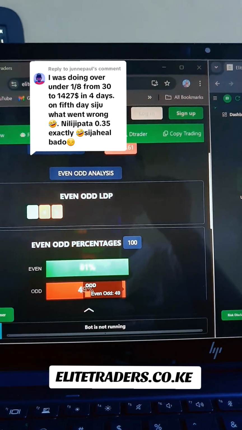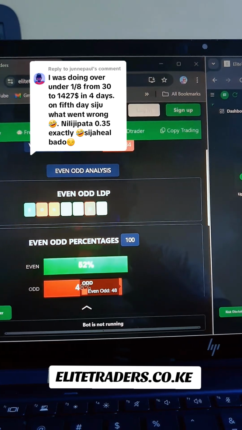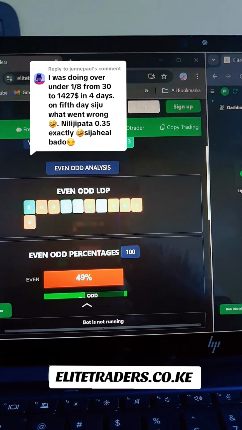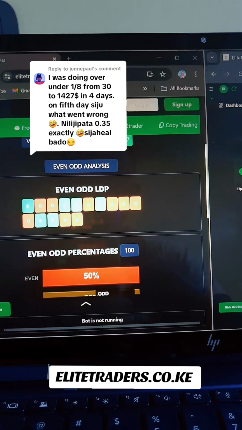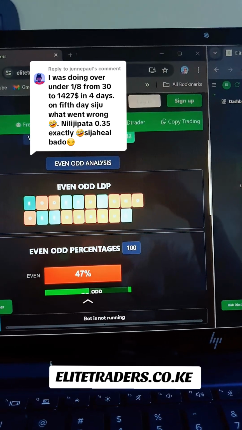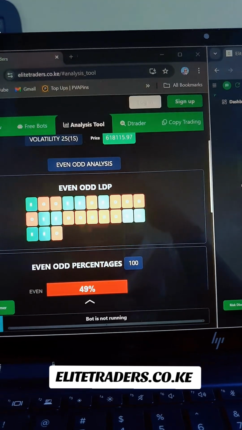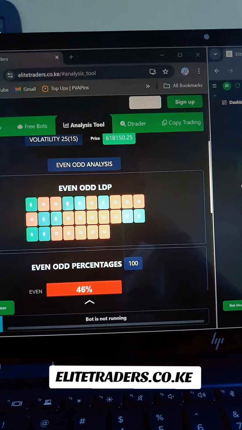Deriv fits on grid. We have John Paul who says he was doing over 1 under 8, from $30 to $1,427 in 4 days. On the 5th day, I don't know what went wrong. He found himself at 0.35 exactly. I haven't checked yet. So here the grid played. You need to be very careful.